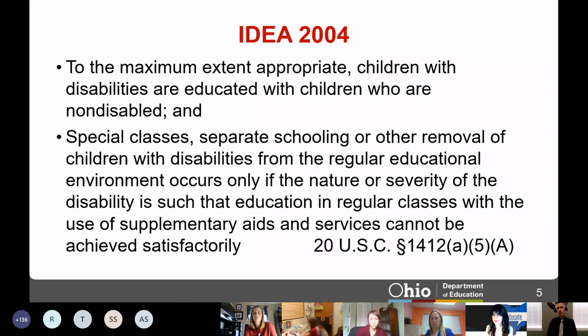In 2004, we were looking at the LRE mandate as a big change. And so children with disabilities then were to be educated with their non-disabled peers to the maximum. Oh, sorry, I accidentally muted.